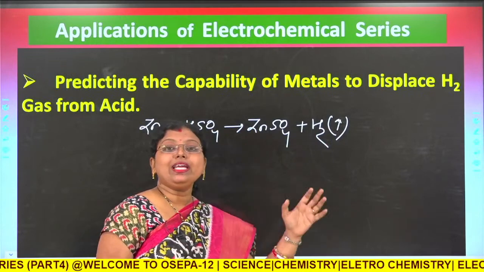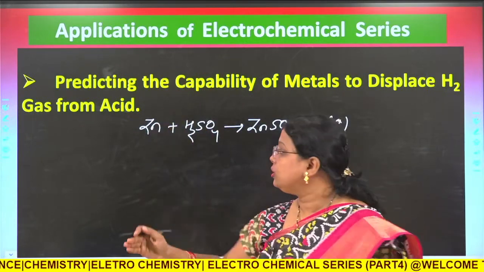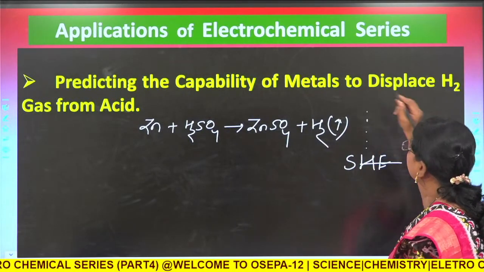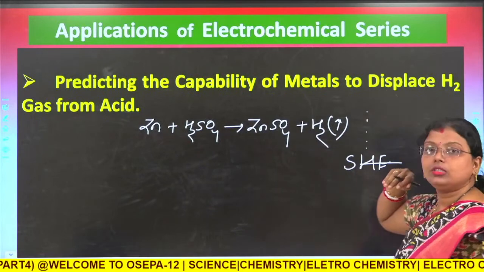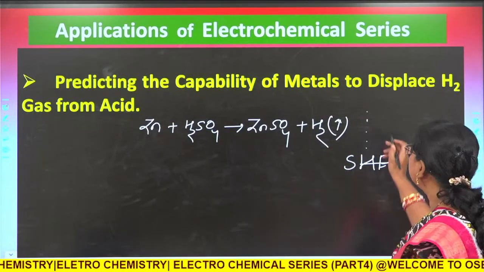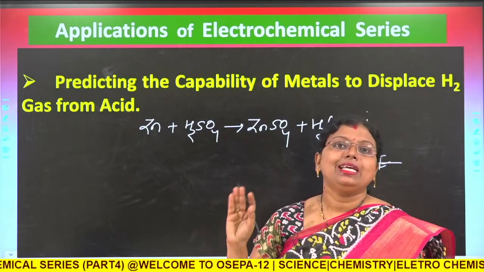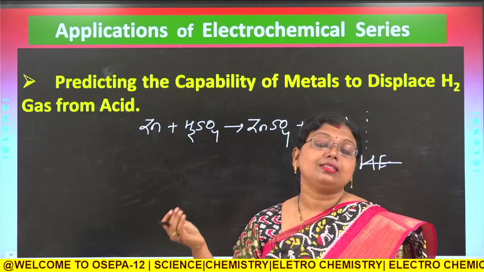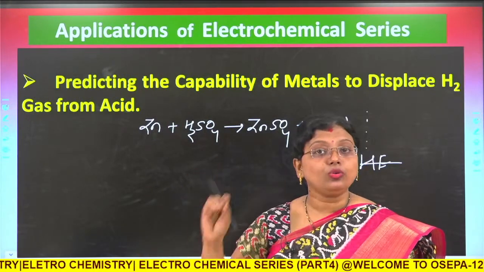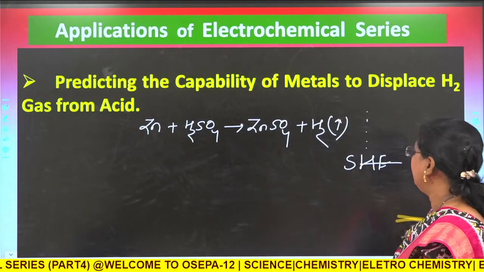So remember, only those electrodes which are placed above the hydrogen, the SHE in the middle, the standard hydrogen electrode, those metals which are placed above the SHE will displace H2 from the acid. Zinc, sodium, potassium, magnesium, aluminium are able to displace H2 from acid because their standard reduction potential value is lower than that of the acid. That means they have the tendency to lose electrons. That's why they will displace H2 from acids. Okay.